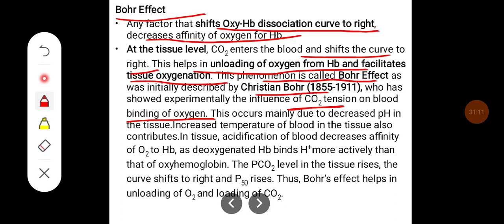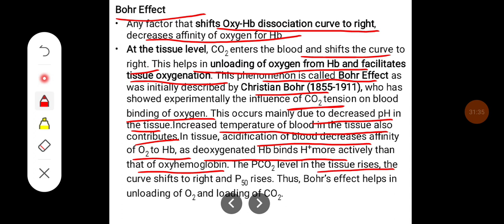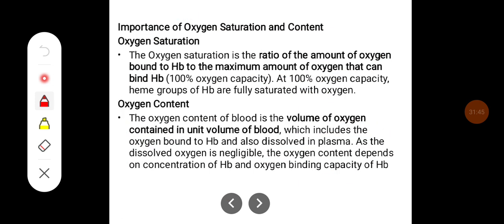This occurs mainly due to the decreased pH in the tissue. Increased temperature of the blood in the tissue also contributes. In tissue, acidification of the blood decreases the affinity of oxygen to hemoglobin, as deoxygenated Hb binds H plus more actively than oxyhemoglobin. As the PCO2 level in the tissue rises, the curve shifts to the right and P50 rises. Thus, Bohr's effect helps in the unloading of oxygen and loading of carbon dioxide.